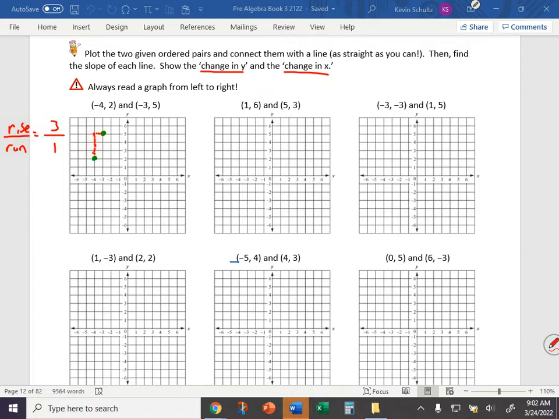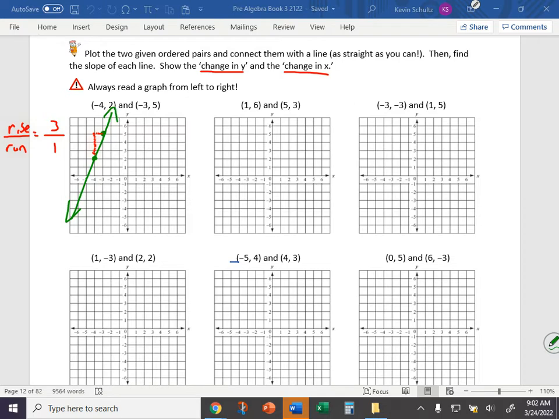Yes? Do I start from the lowest one? You start with the point on the left. Sometimes it'll be the lowest one, sometimes it'll be the highest one, but you start with the point on the left. Okay? That's a good question. Tony? So like, say if you're going down, is it like negative? It will be, yeah.